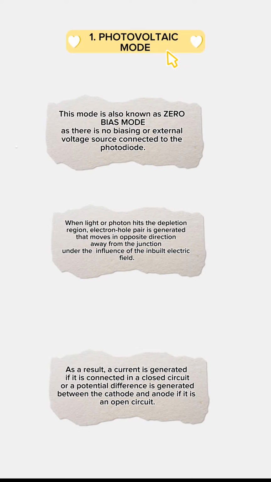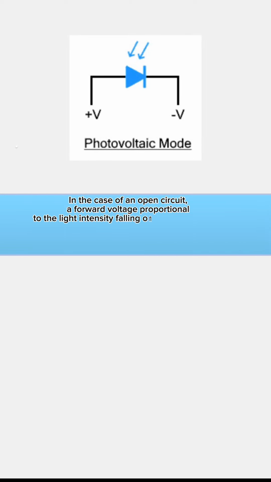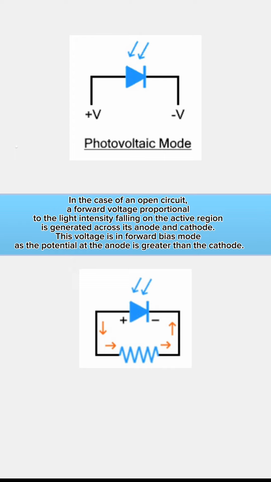If it is connected in a closed circuit, or a potential difference is generated between the cathode and anode if it is an open circuit. In the case of an open circuit, a forward voltage proportional to the light intensity falling on the active region is generated across its anode and cathode. This voltage is in forward bias mode as the potential at the anode is greater than the cathode.